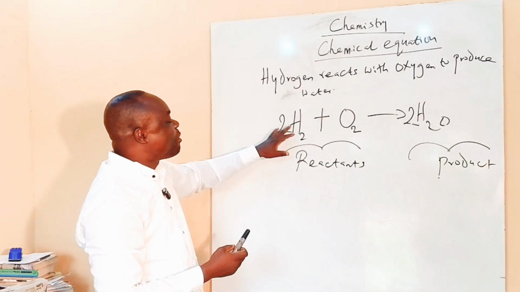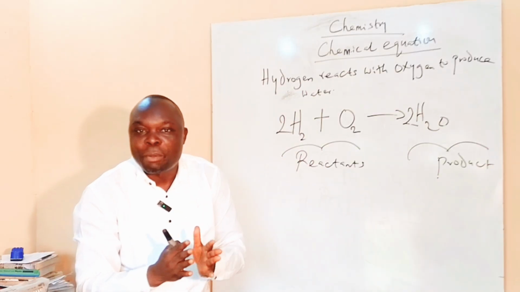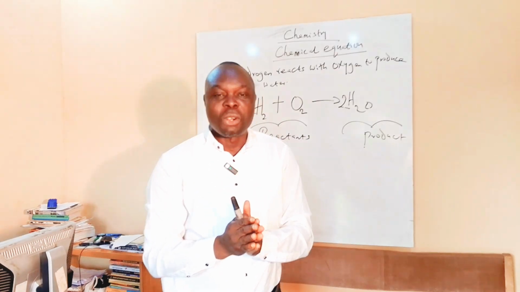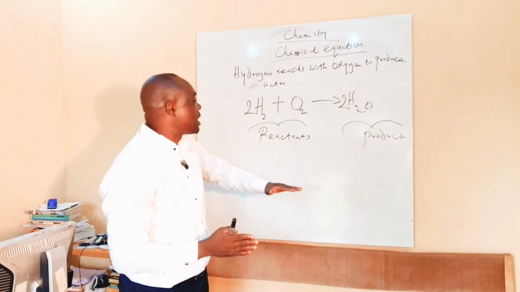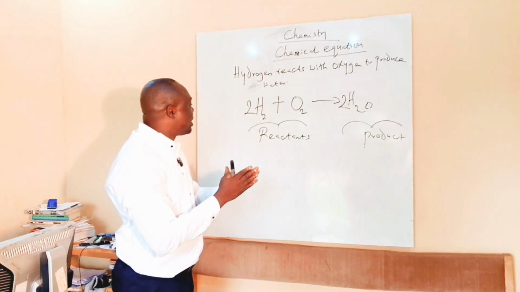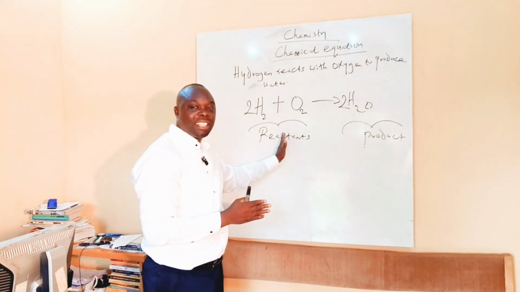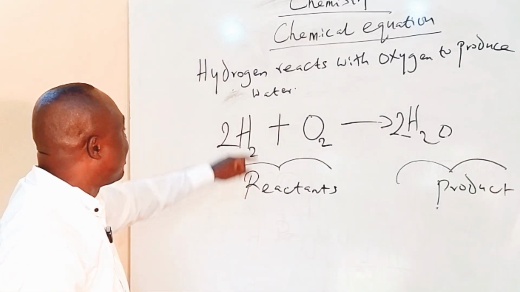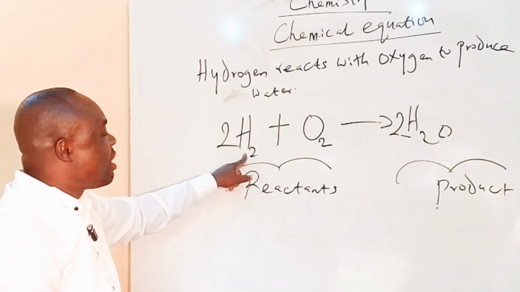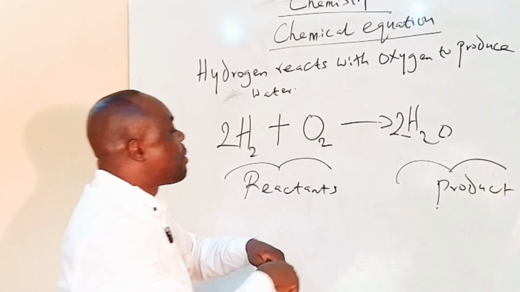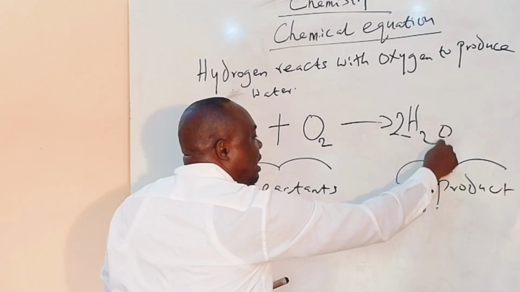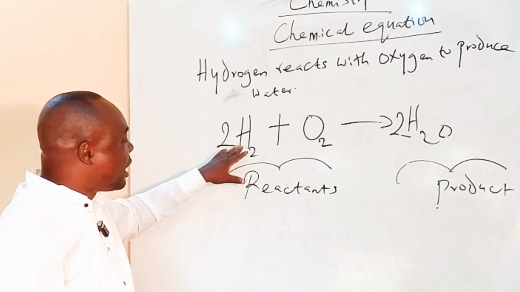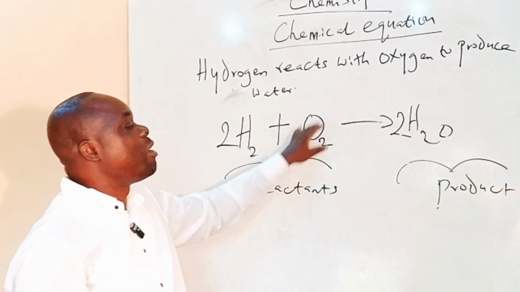When you do this, you have done what we call a balanced chemical equation. The balanced chemical equation. So you have gotten what we are talking about here now, ensuring that the number of elements in the reactant part is equal to those at the product side. Here we have 4 hydrogen, 2 oxygen, and here we have 4 hydrogen and also 2 oxygen. It's balanced. And this statement means hydrogen reacts with oxygen to form water.